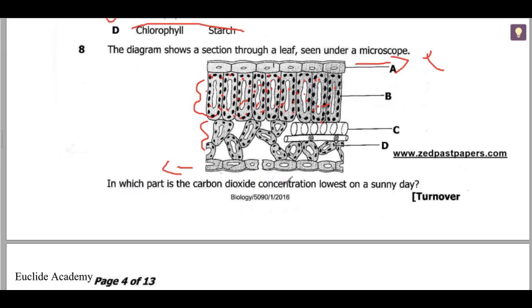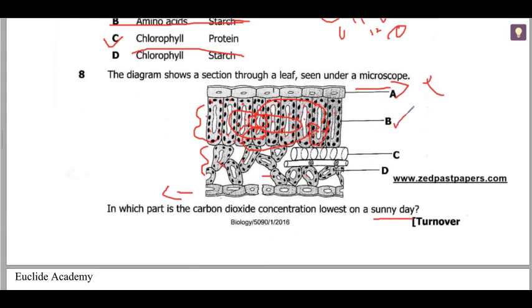So the question is, in which part is the carbon dioxide concentration lowest on a sunny day? A sunny day means you have light for photosynthesis. In photosynthesis, you have light, and water and carbon dioxide reacting to produce sugar. Because these cells are many compared to these here, you expect more carbon dioxide to be used in this region. So region B will have a lower concentration of carbon dioxide.